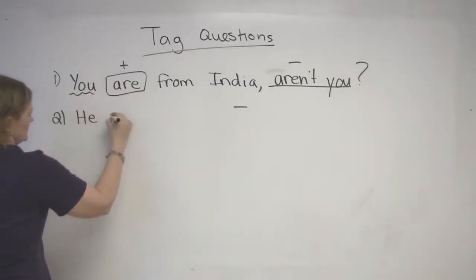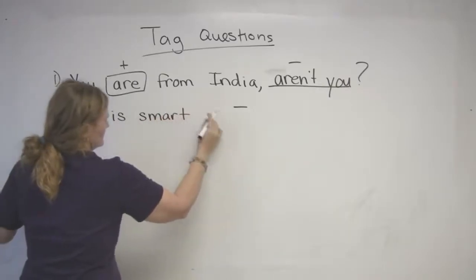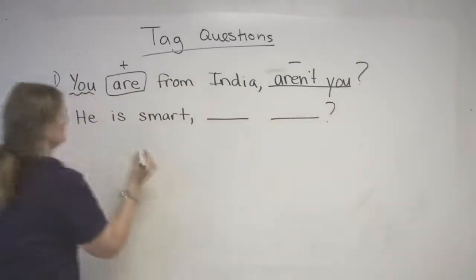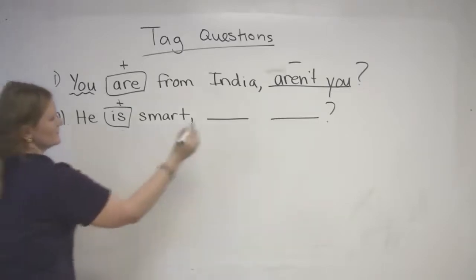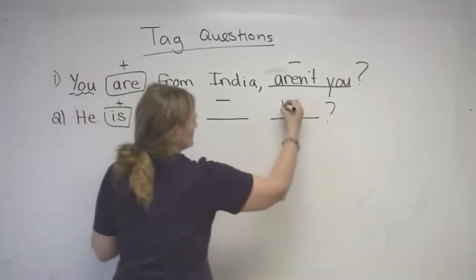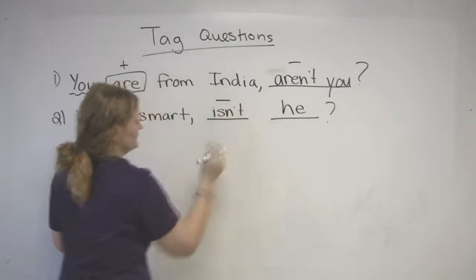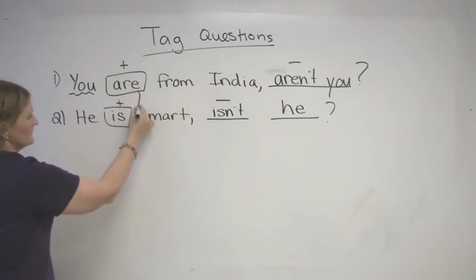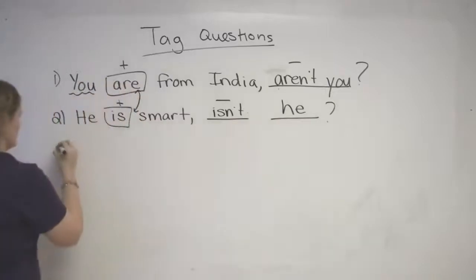He is smart. Yay! Toot toot. So, once again, this verb is positive. We must change it to negative, and we're keeping the same subject. The subject goes at the end, and we're going to use the negative of is, which is isn't. Okay? So we have are, you, is he, aren't, isn't.